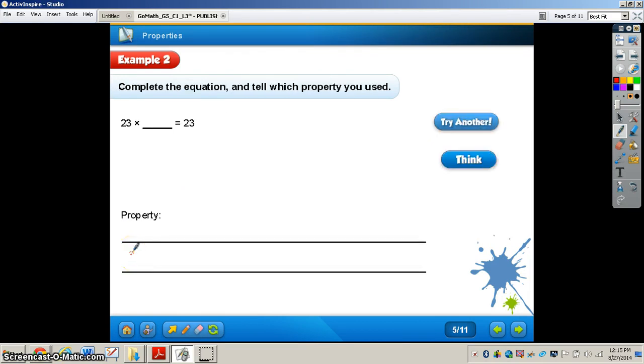Okay, let's look at example 2. It says 23 times what equals 23, and if we just have 23 times 1, we know that is the identity property of multiplication. So the product of any number and 1 is that number. I want you to write in your book, identity property of multiplication, and to spell that correctly, look on page 13 to get the proper spelling. Okay, let's move on to the next one. If you're not finished writing that out, you may need to pause the video.